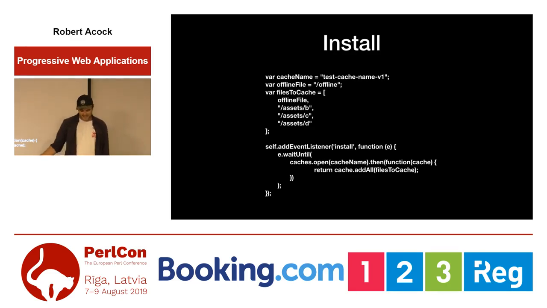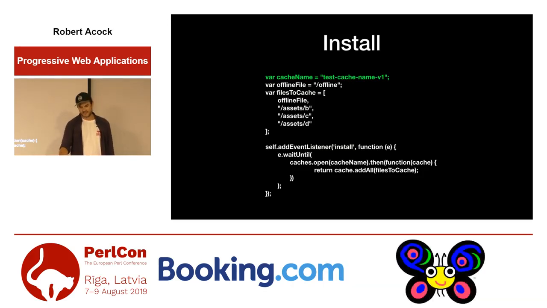So this is the basic code for an install. We have some variables at the top, and I'll just go through these quickly. So this is your cache name. Every time you release to production, let's say, you're going to want to update your cache name, because what this will then do is refresh the resources the next time the end user visits your site.